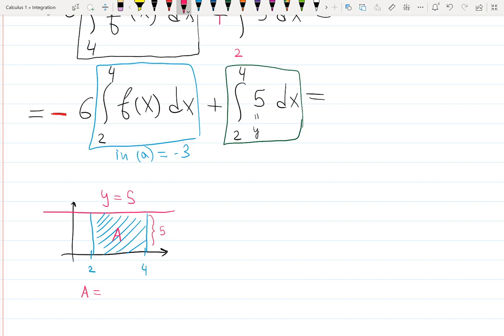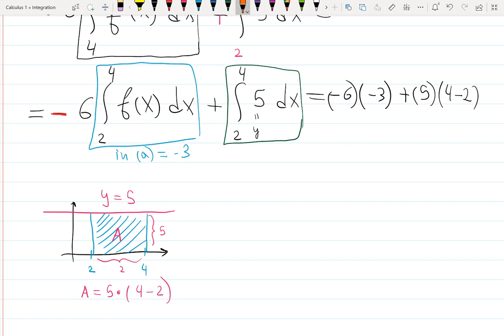Height is 5. So 5, that's height, times the base. And the base is, who said 2? But how do you know it's 2? It is indeed 2 because it's 4 minus 2, right? You take the biggest number, subtract the smallest number. So if you think about the second integral just as an area, then the answer will be, and I'll write down, the first integral gives me -6 times -3, and the second integral gives me height 5 times base 4 minus 2. Basically from geometry, if you think about it.